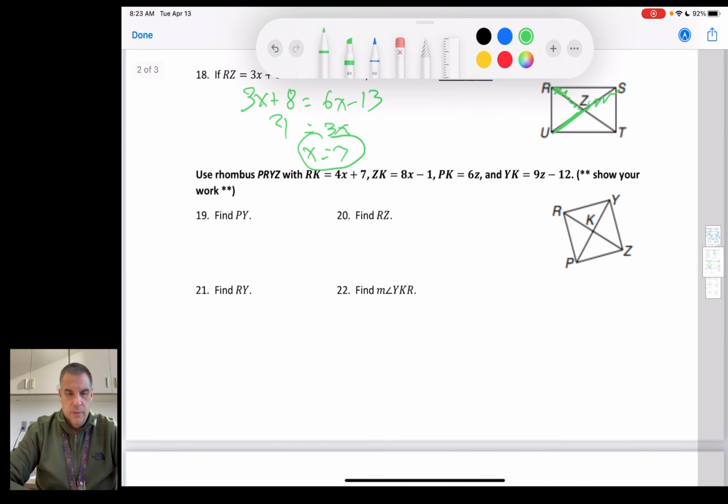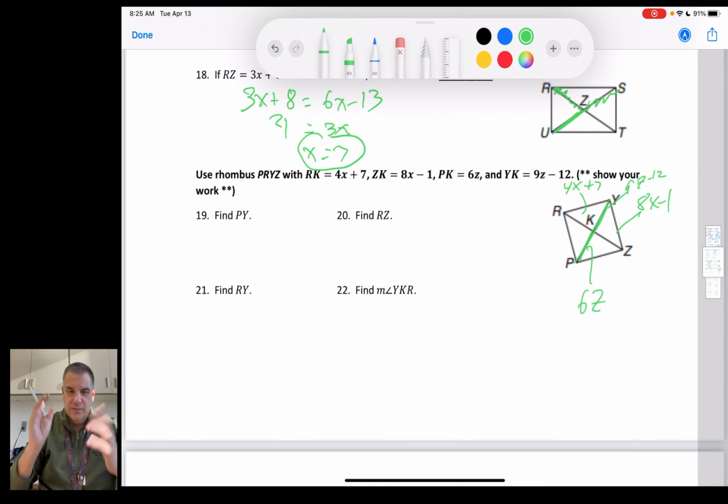Number 19, we have a rhombus. So we have to go through the properties of a rhombus, and you should have all those listed in your notes. We have to find PY, so we're given all these things. We're given RK is 4x plus 7. I'm just going to write all of these in here. We know that ZK is 8x minus 1. We know that YK or PK is 6z, and that's 9z minus 12.